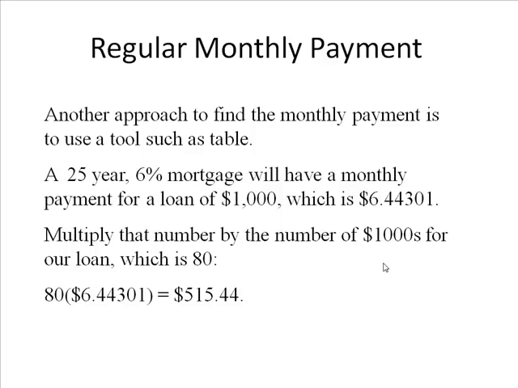We can also use a mortgage table to find the monthly payment. There is one in your text. A 25-year, 6% mortgage will have a monthly payment for a loan of $1,000, which is 6.44301. Since we are actually borrowing $80,000, we'll multiply that 6.44301 by 80 to once again verify that our monthly payment is $515.44.